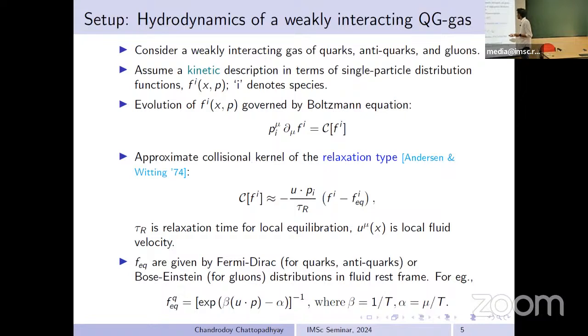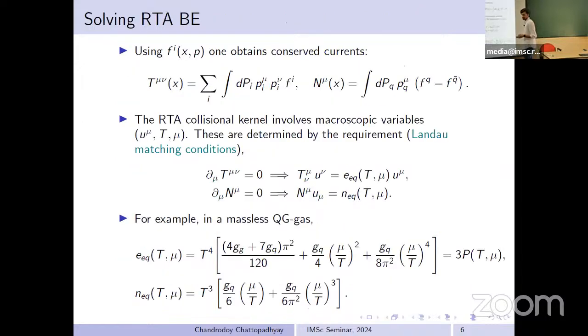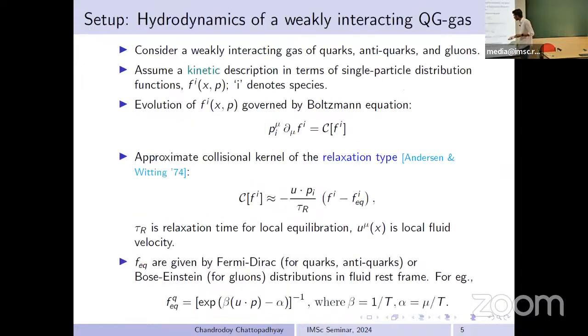p_i is the momentum of the ith species, so quarks, antiquarks. Yes, for quarks the relaxation time is the same. It need not be the same. Different quark flavors also can be different. It can be different, exactly. But in this bare bones model, I just assume everything to be the same.